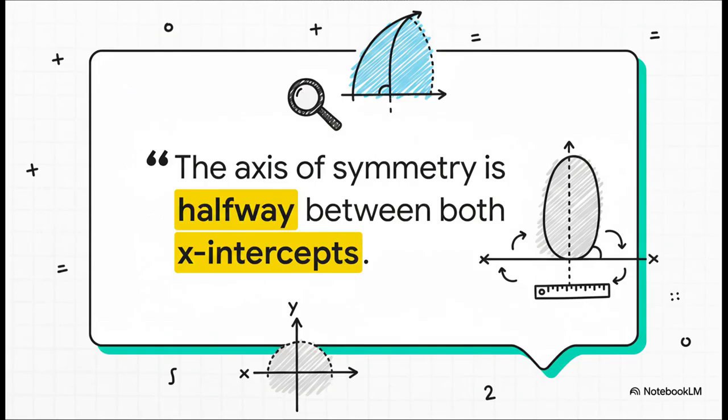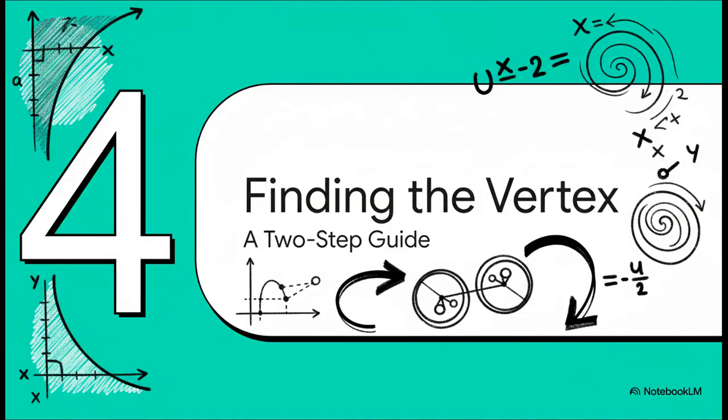But why does that formula even work? Well, it's actually pretty clever. As Rademacher Math puts it, that line of symmetry is always located exactly halfway between the 2 points where the parabola crosses the x-axis. So our formula, negative b over 2a, is just a super fast way to calculate that midpoint.